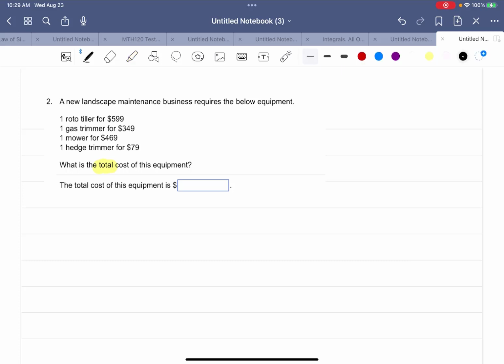So I write the operations down that I'm going to do. $599 plus $349 plus $469 plus $79, and I'll do those in my calculator. Now, if you were going to do this manually, you would need to line these numbers up so that the place values are all lined up, so the 79 would stay to the right, and then you could add it manually. I'm going to do it on my calculator.